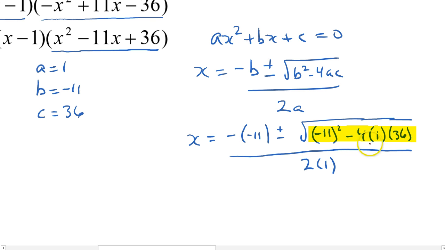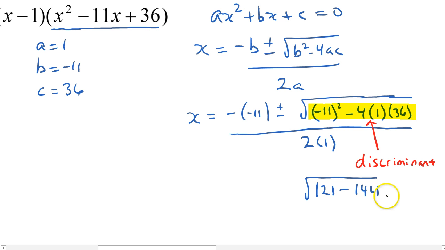And if you recall, that piece there is known as the discriminant. It will tell us whether we have no real roots, or 1 or 2 real roots. And so if I'm looking at this, I see that -11 squared is 121 minus 4 times 1 times 36, which is 144. 121 minus 144. So, we're going to have to square root it. We're going to get a negative value. What is it? In fact, it's -23.